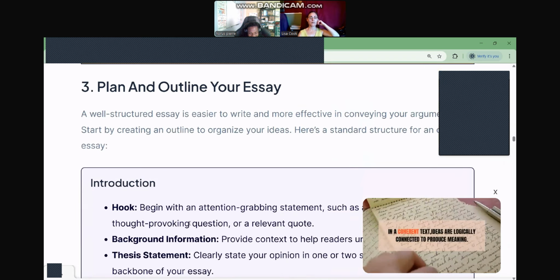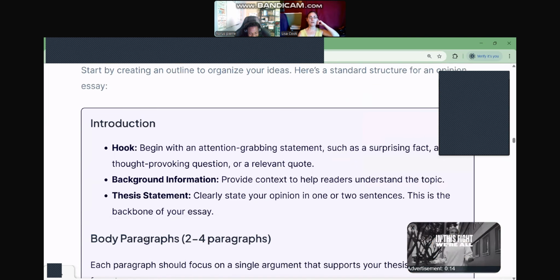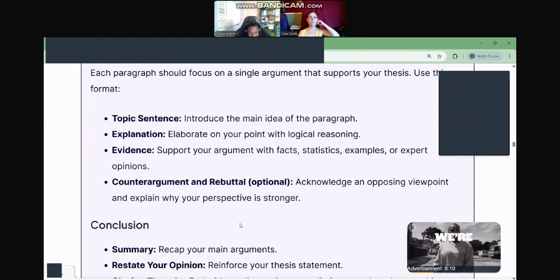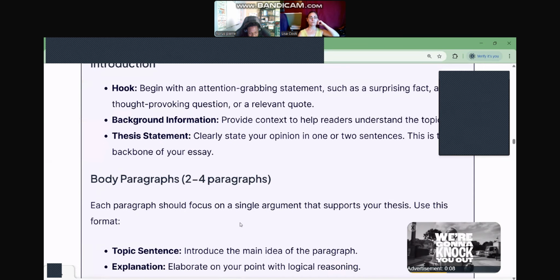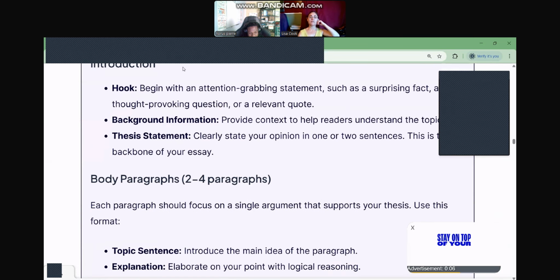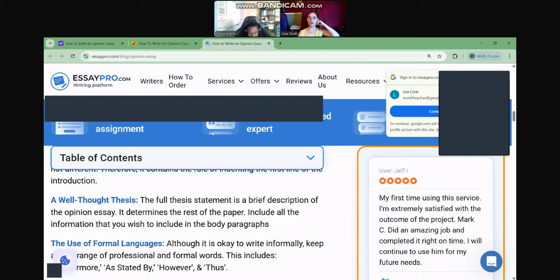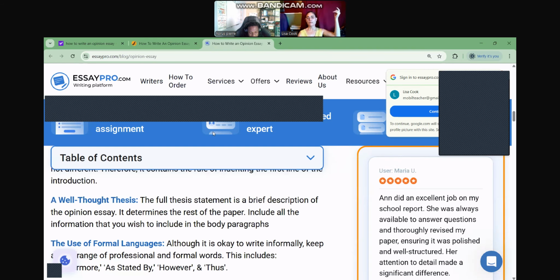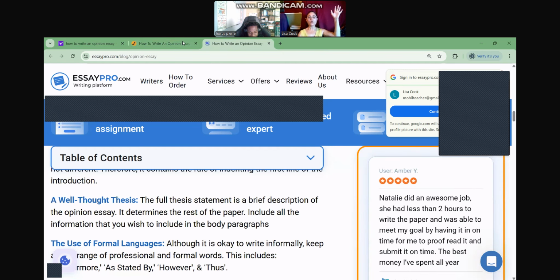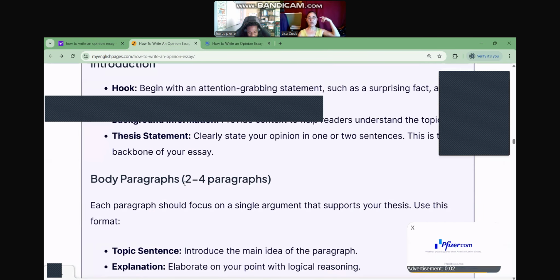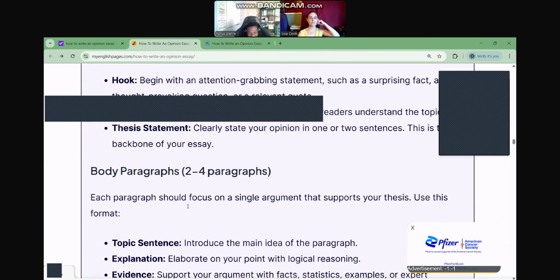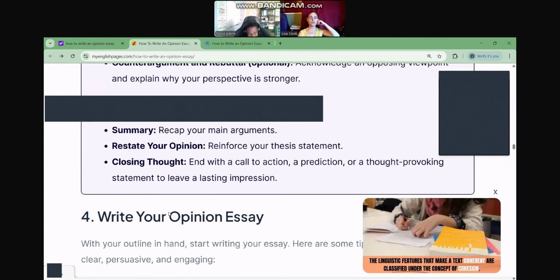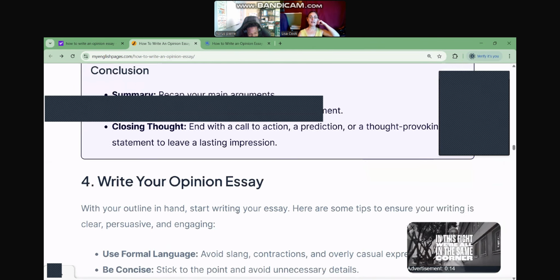Hook. Background information, thesis statement. Paragraphs 2 to 4. But this one says 2 to 4, where this one says 2 to 5, right? Or, I'm sorry, 2 to 4 is the same, both of them, right? 2, 3, and 4 paragraphs. Your conclusion. Write your opinion essay.